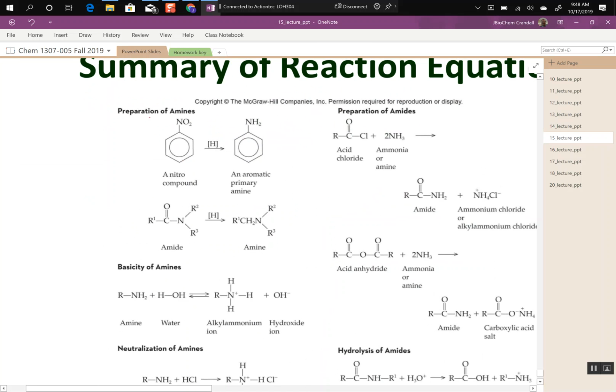All right, so let's look at this. So preparation of amines, I have a nitro group. I do reduction here, and I'm going to reduce it into an NH2. So those oxygens are coming off. I'm putting on the hydrogens. Same thing here with the amide. If I have an amide and I undergo reduction, it's going to replace the carbonyl double bonded oxygen with two hydrogens. Okay? And you're going to create an amine. So it's those two hydrogens.